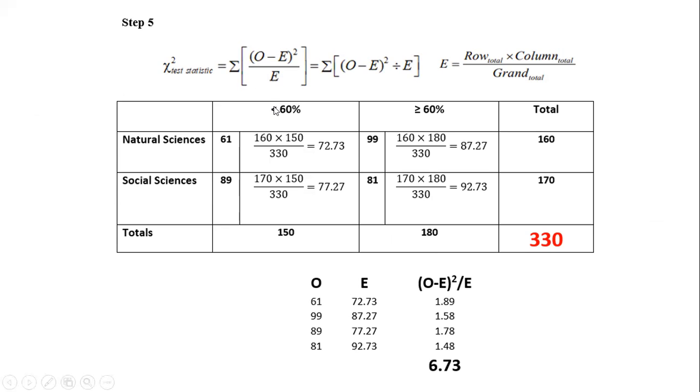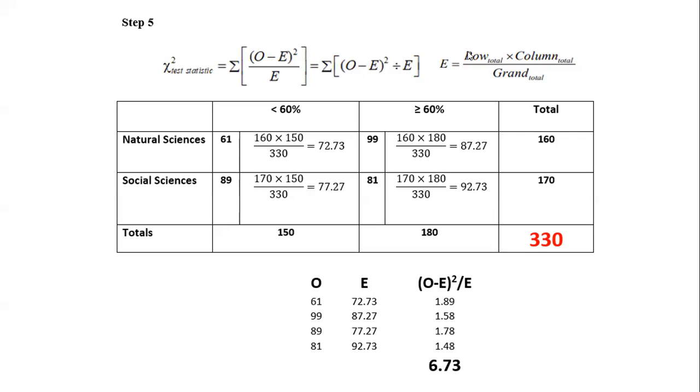The values in the table are the values that were observed after the test was given. It was observed that 61 students scored less than 60%. It was observed that 89 students from the social sciences scored less than 60%. It was observed that 99 students from the natural sciences scored more than or equal to 60%. It was observed that 81 students from the social sciences scored more than or equal to 60%. But what was expected? Because basically that test is trying to compare what you observe to what you expected.